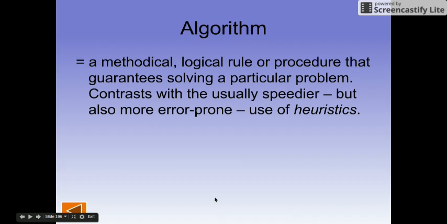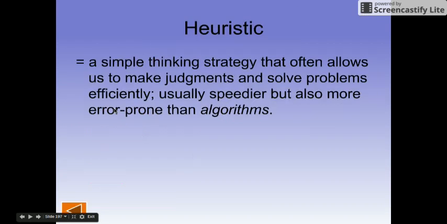It contrasts with the usually speedier, but also more error-prone use of what we call heuristics. Heuristics are simple thinking strategies that often allow us to make judgments and solve problems efficiently. So going back to my grocery store problem, I need to find some cheese. In order to find the cheese using a heuristic, I'm going to look at the signs hanging above the aisles that tell me what products are in which aisle.